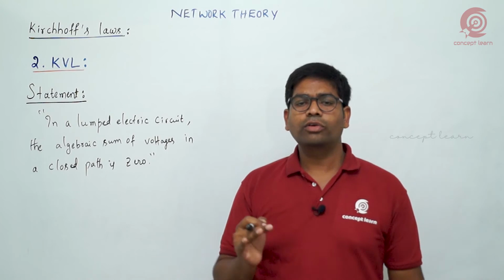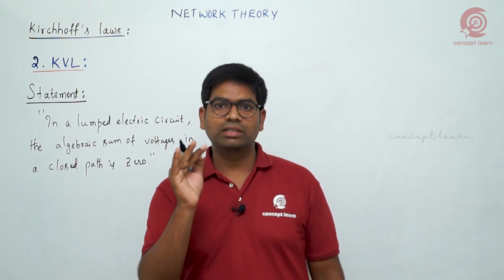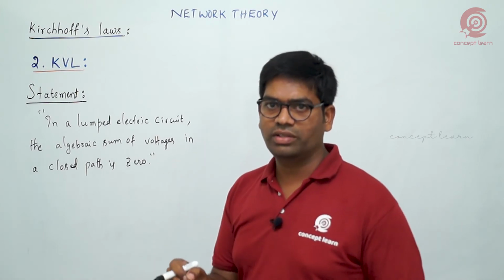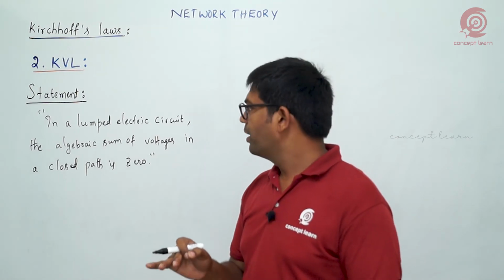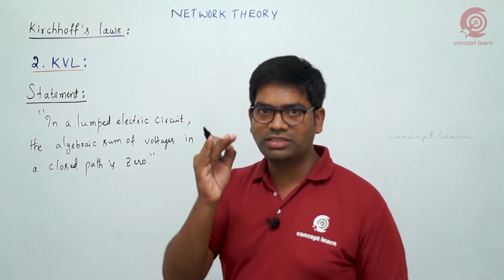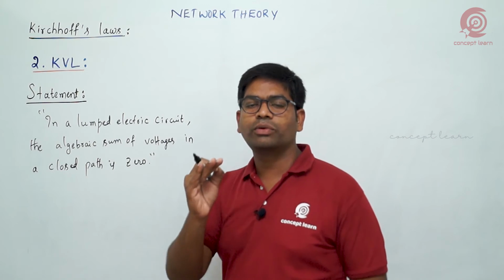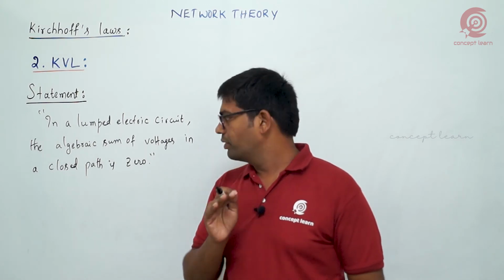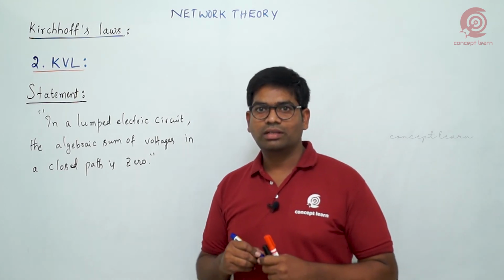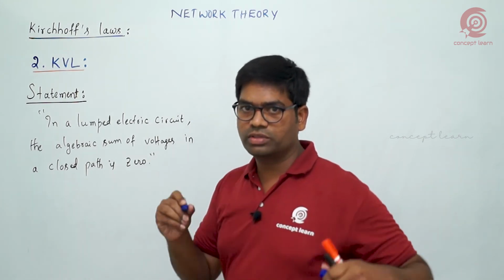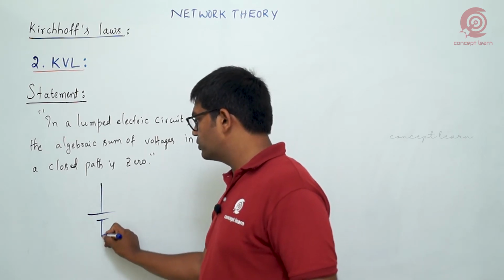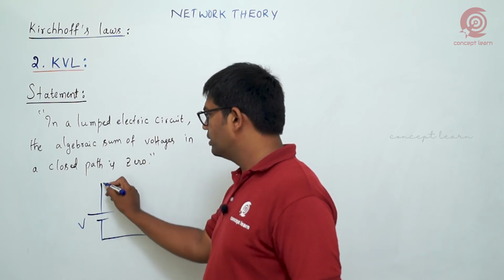Okay. Further, when you write the word closed path, the algebraic sum of voltages must be 0 in that closed path. Right? Once again I am repeating here, in a lumped electric circuit the algebraic sum of voltages in a closed path is 0. Now here I am assuming one sample lumped circuit, means one closed path I am choosing in that. Okay, here I am placing a voltage source, right?